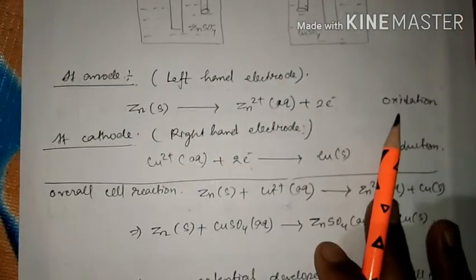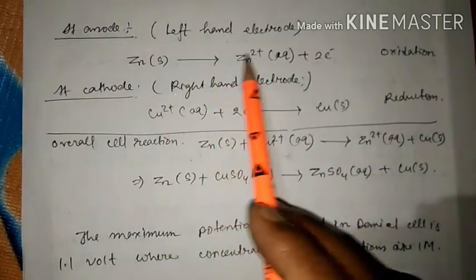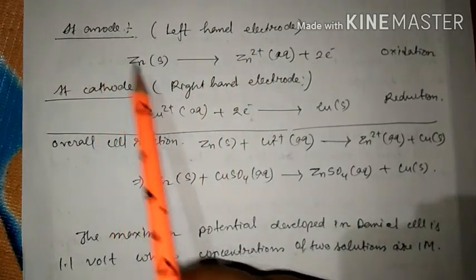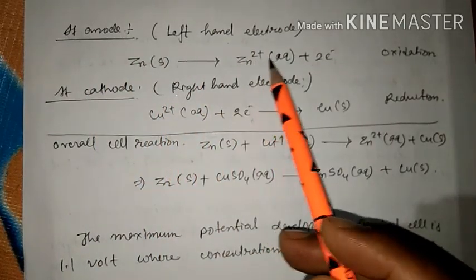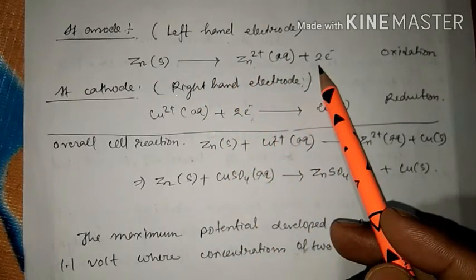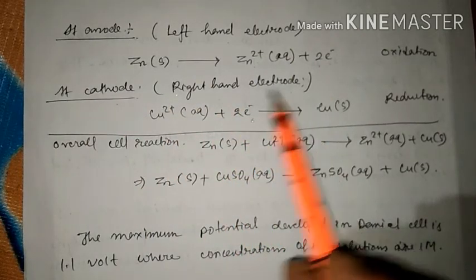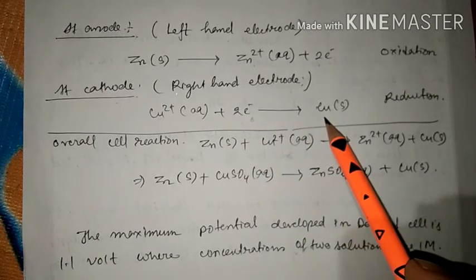At anode, that means left hand electrode. In some cases the left hand electrode is also called the anode. In anode oxidation happens, that's why zinc solid goes to Zn2+ aqueous plus 2 electrons. This one is oxidation because it loses electrons. At cathode reduction happens, right hand electrode. Okay, Cu2+ takes electrons and forms copper solid.